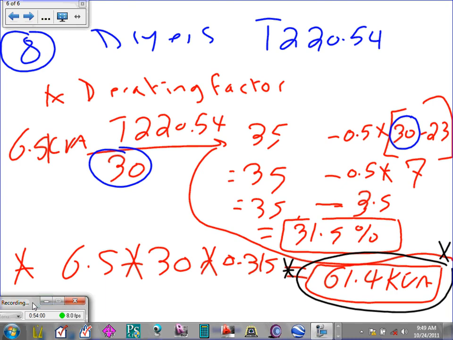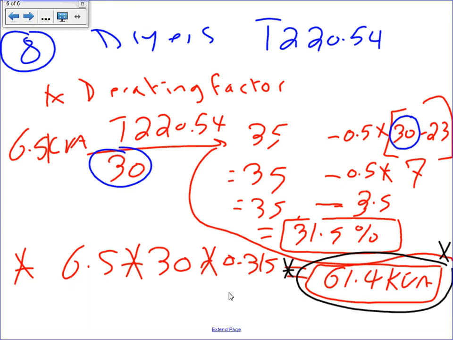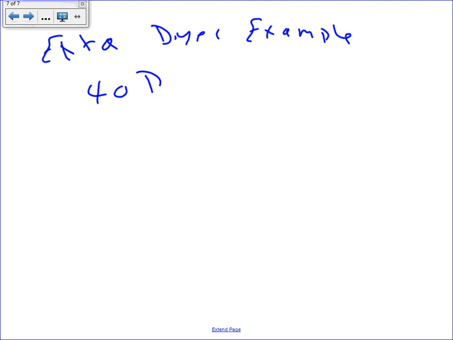Continue here. Okay, so this is the number that we carry. Let me just take one more example. It has nothing to do with it. Suppose this is an extra dryer example. Take this one, guys. I have 40 dryers, and each one of them is 5.5 kVA. Let's do the derating for dryers. This example has nothing to do with the load calc.